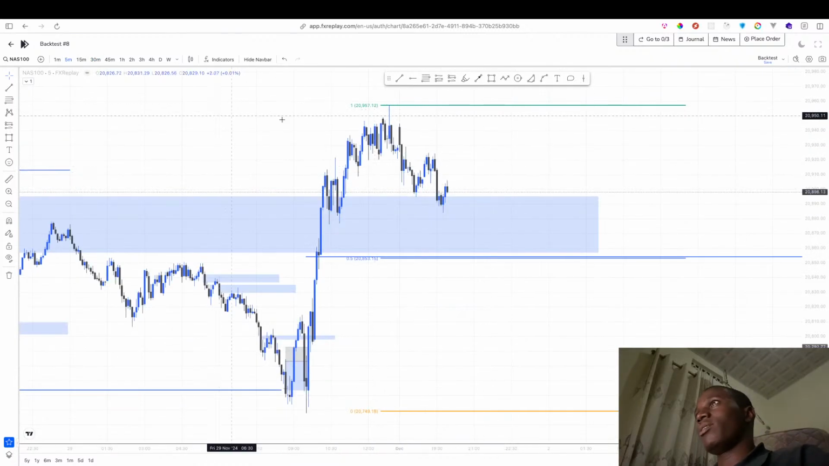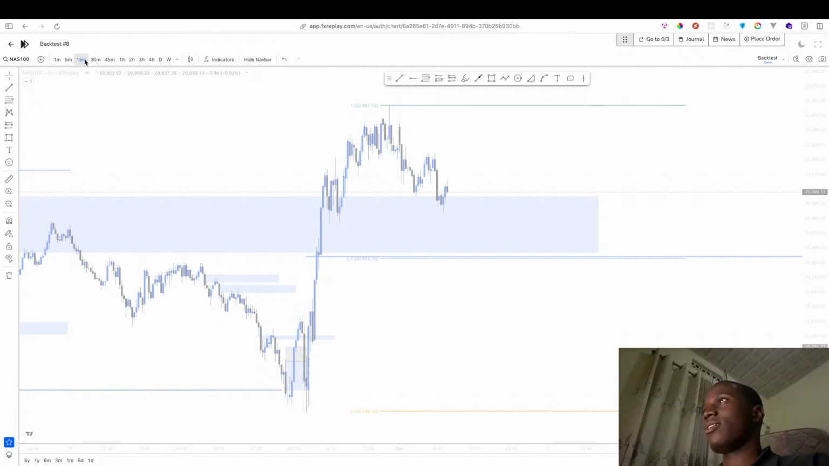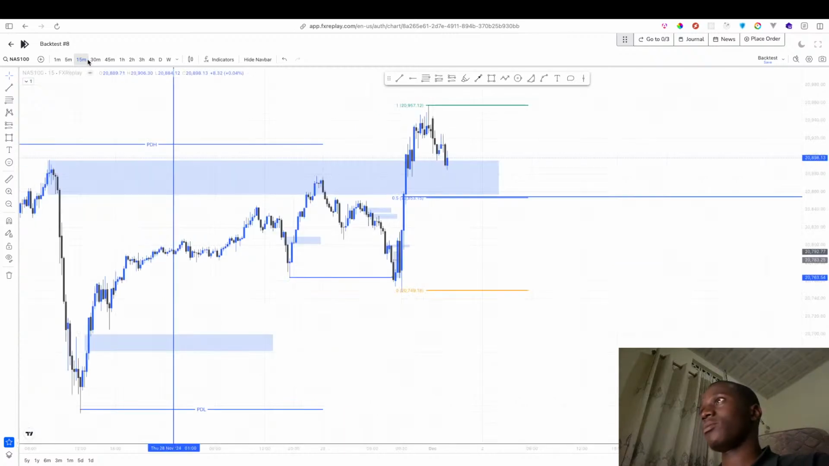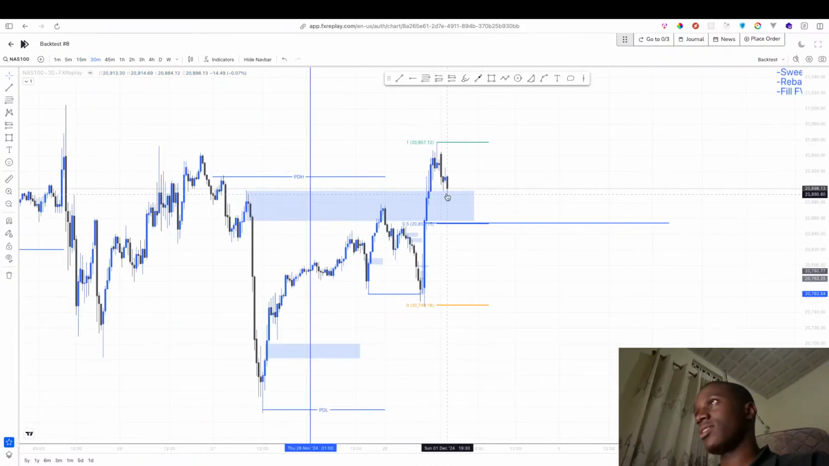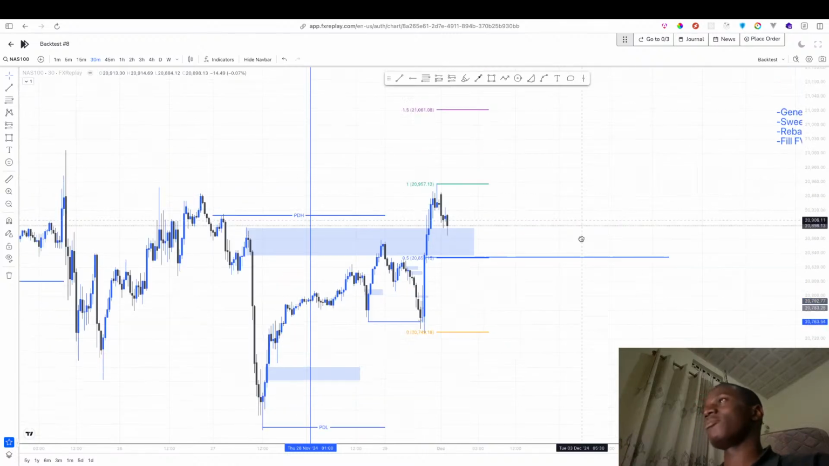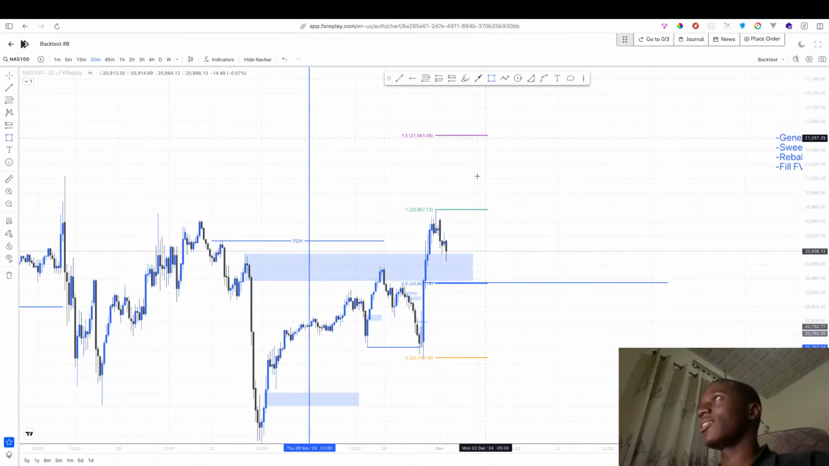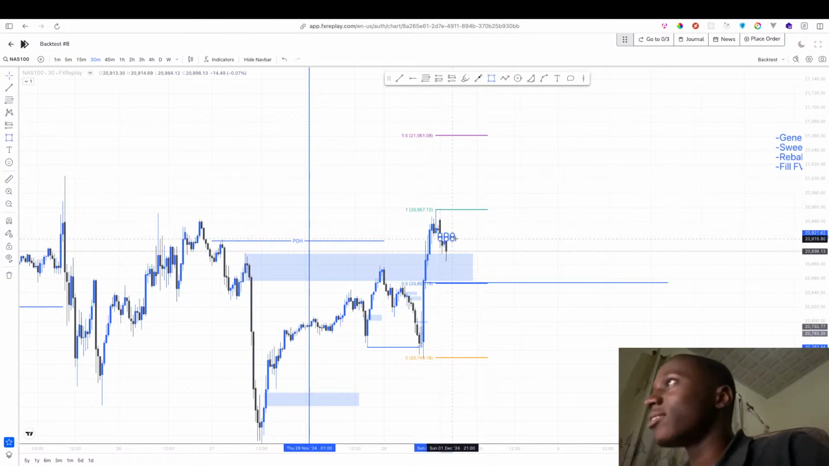So we swept out that liquidity, we shifted structure, then we had a fair value gap, which we saw on the 30-minute, if I remember right. I think it was on the 30-minute time frame. And the resist at the time to trade was in that time. Probably we would let it run overnight, even though I don't like that.